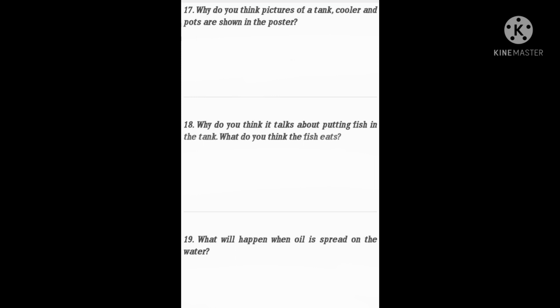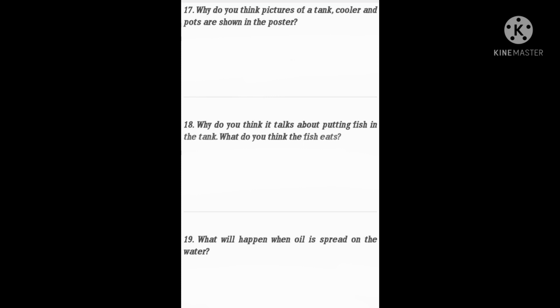Question number 18. Why do you think it talks about putting fish in the tank? What do you think the fish eat? Answer. It is told so because fishes eat up mosquito larvae that have been developing in the water.